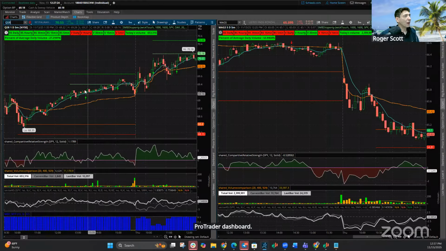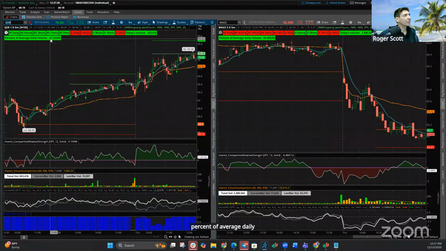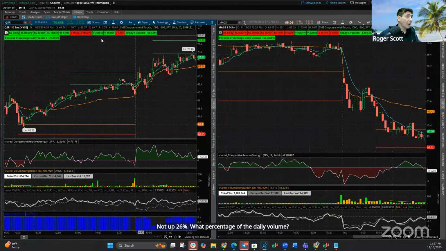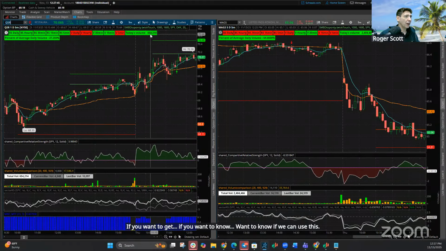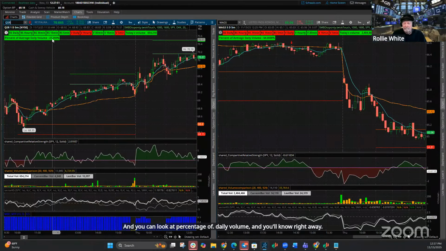How did you know the volume was up 26%? Right here. Percent of average daily volume, right here. Not up 26%. What percentage of the daily volume? If you want to know, what you could do is this. You could look at today's volume, and you could look at percentage of daily volume, and you'll know right away. All you got to do is just think about what time of day it is, right?